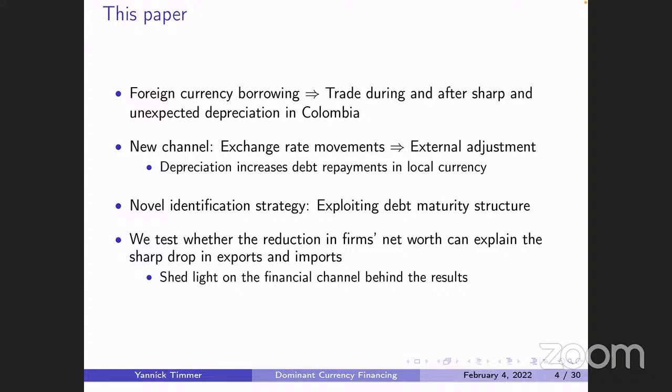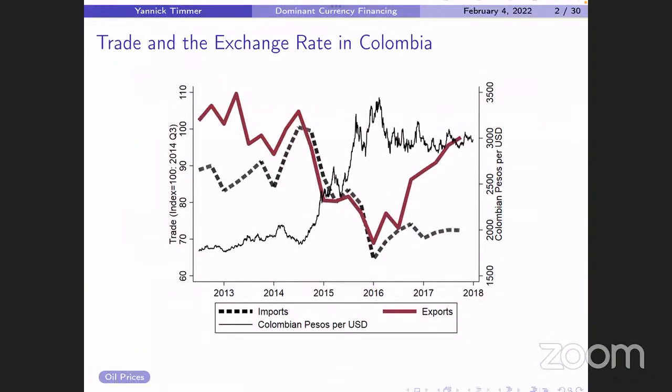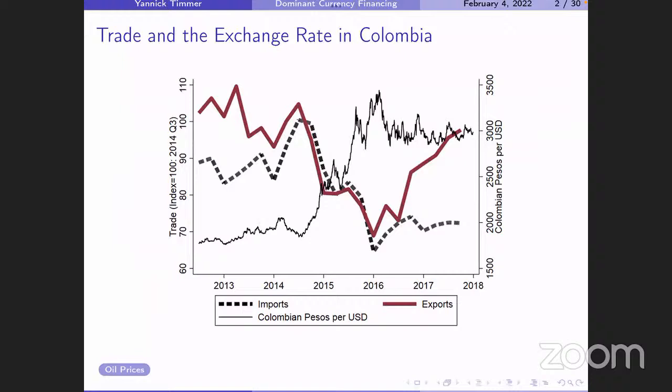Let me highlight what the reason actually is for the depreciation in the exchange rate. Colombia is a very strong exporter of oil, but it's concentrated in just a few firms. What that means is that the exchange rate is extremely sensitive to swings in the oil price. So when the oil price goes down, which was happening in 2014 and 15 as a global phenomenon, that led to this strong depreciation in the exchange rate.